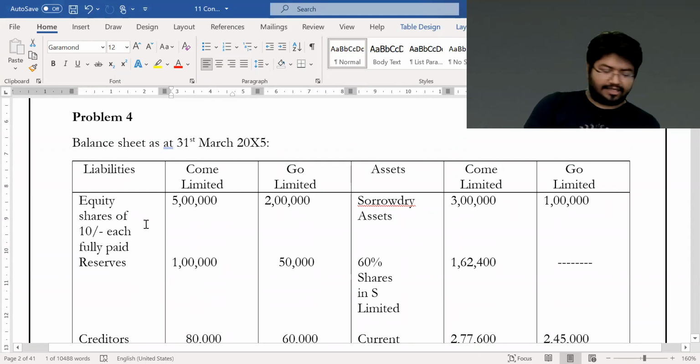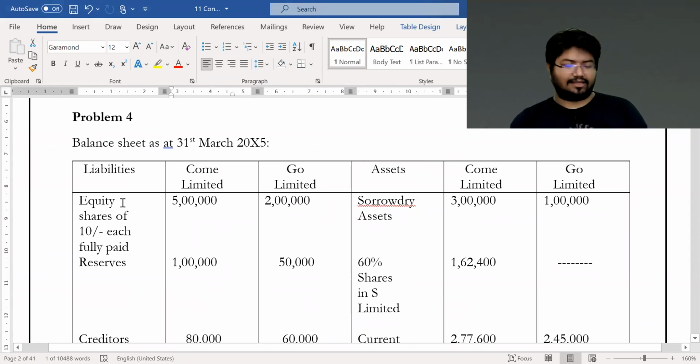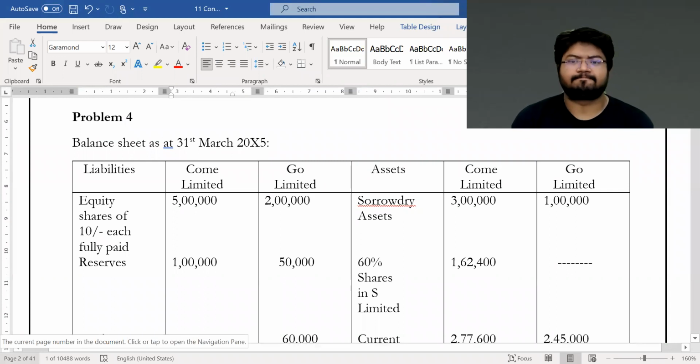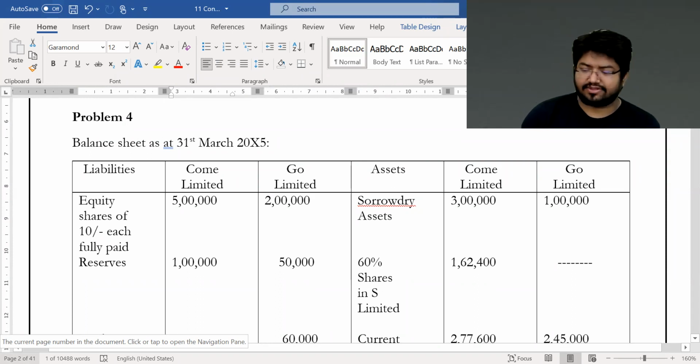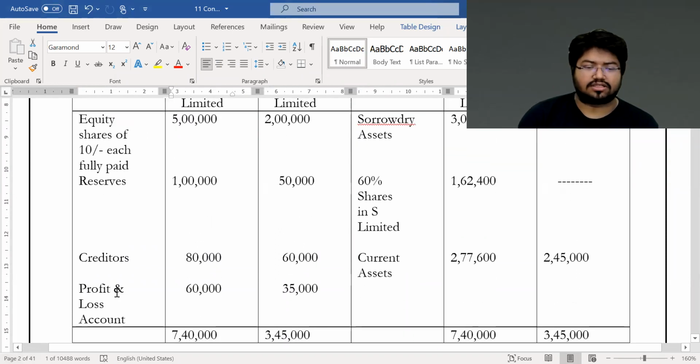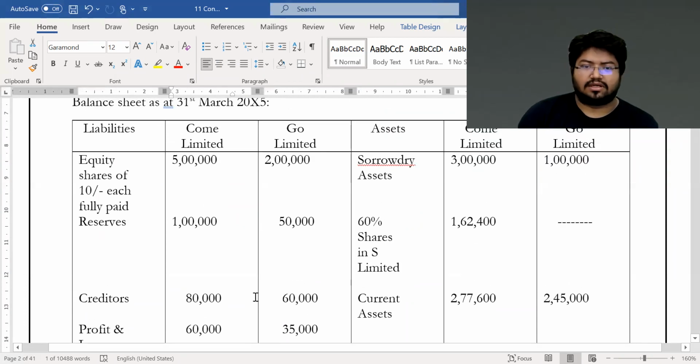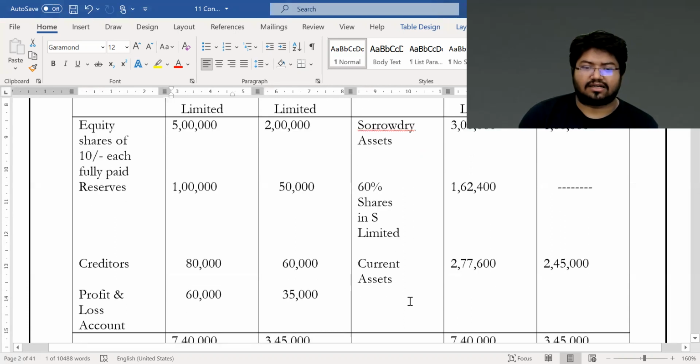So slowly the question pattern is slightly changing. Fourth question, please see. Balance sheet as at 31st March 25 is given. Equity shares of 10 each, reserves, creditors, P&L account. This is not sorrow dry, it is sundry. Sundry assets 3 lakhs and 1 lakh. 60% shares in S Limited. Current assets total.